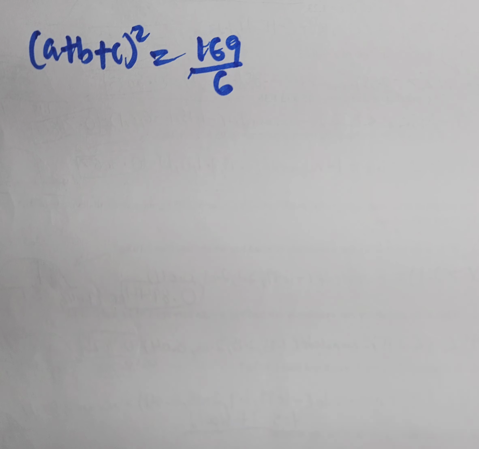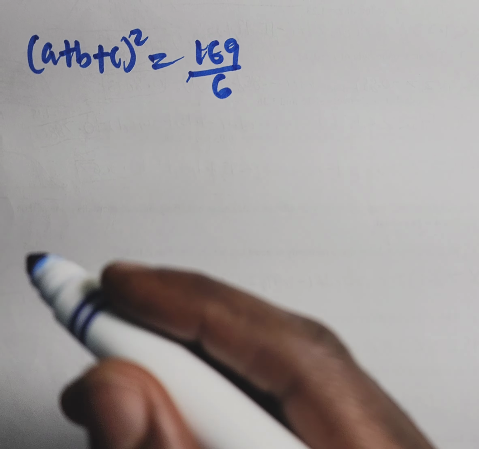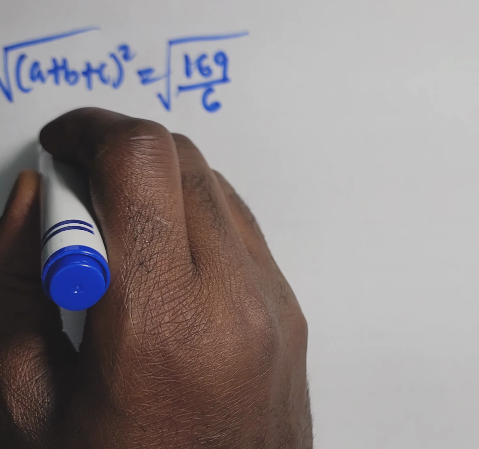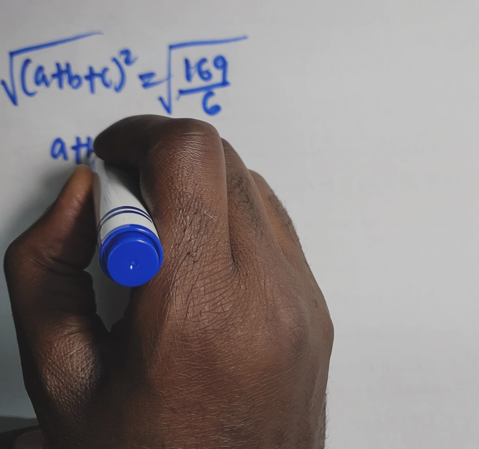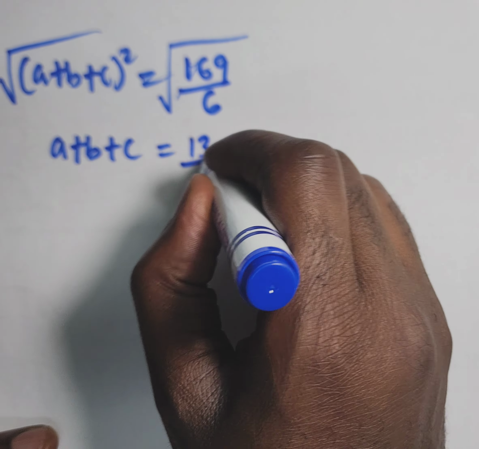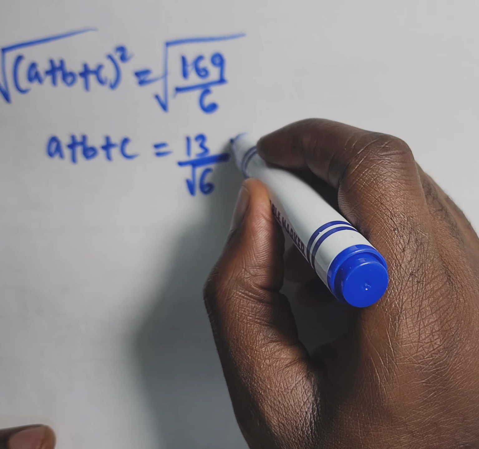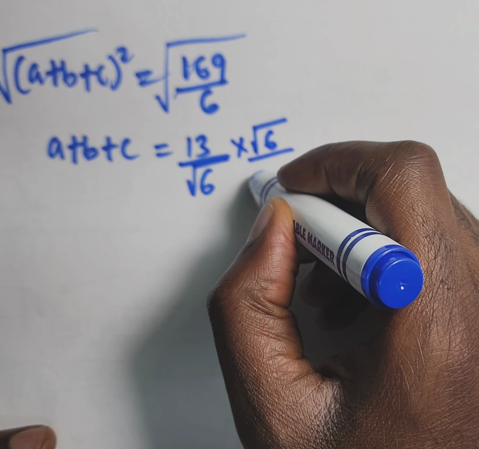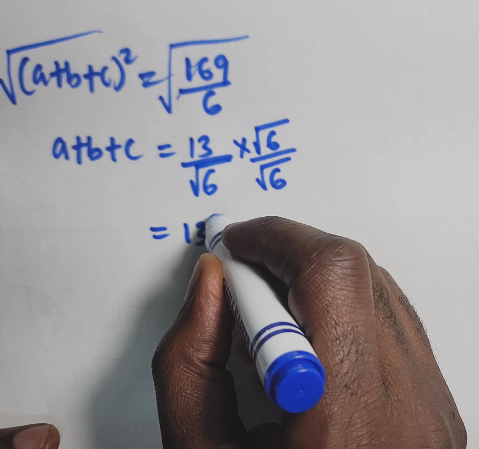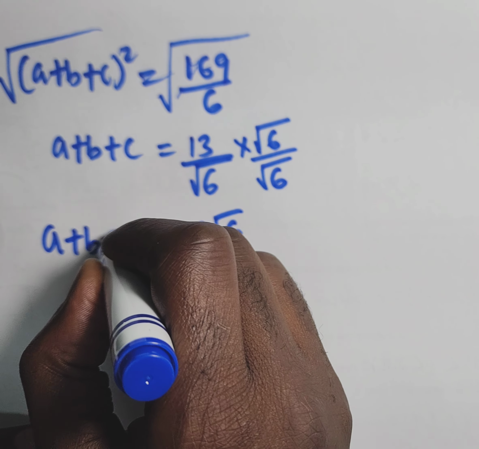Then how do we get, from the question, we are interested in getting A plus B plus C. So finding the square root of both sides. So here we're going to have A plus B plus C to be equals to the square root of 169 is 13 divided by the square root of 6. Rationalizing both sides, that is times square root of 6, and you divide it by the square root of 6. This is going to be 13 root 6 over 6. That is the final answer of A plus B plus C.